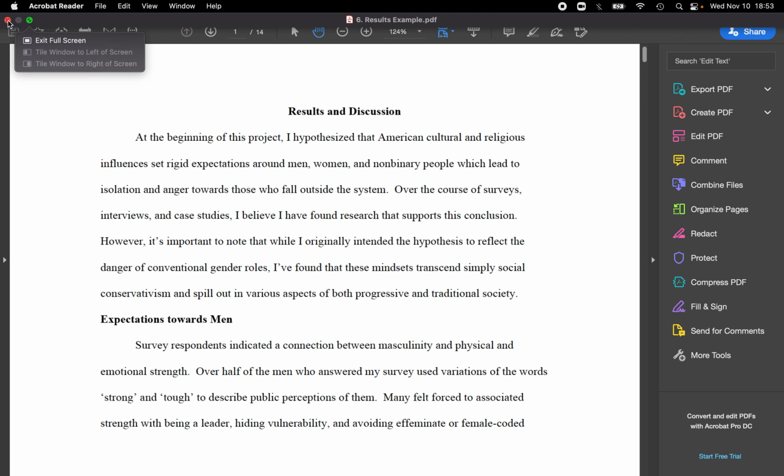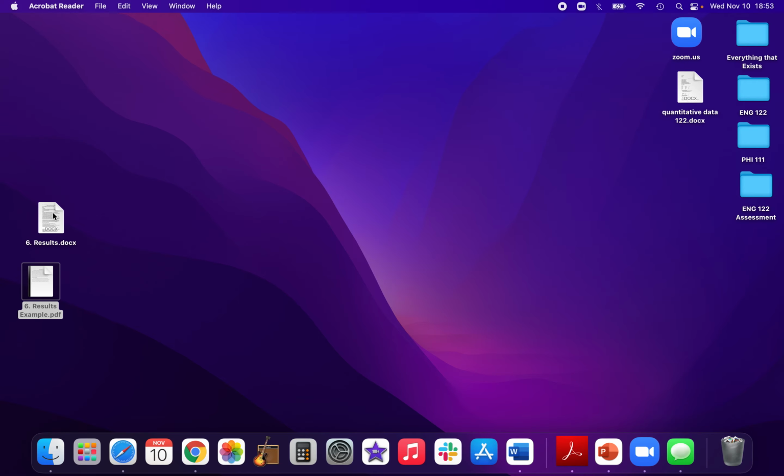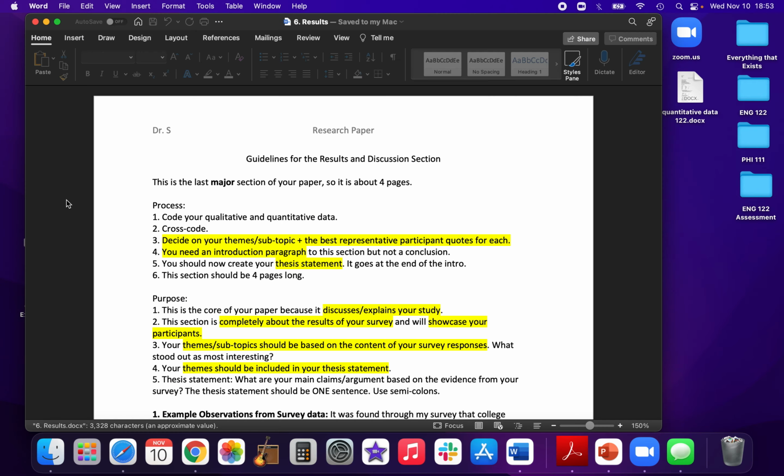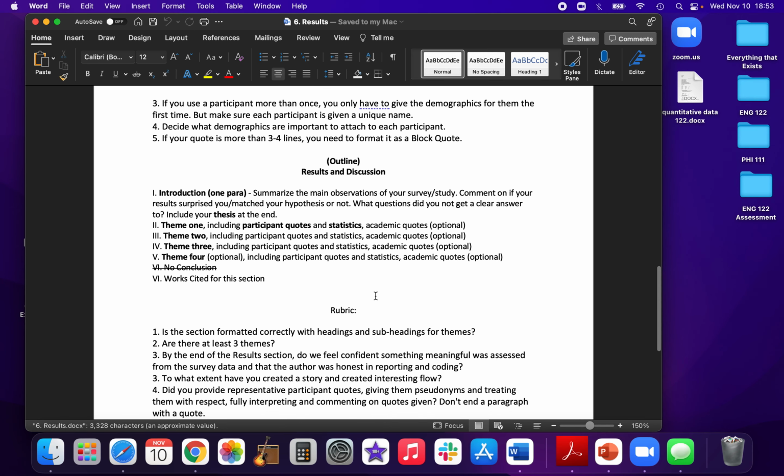start out with an outline, and, let's see, I don't know why I closed it. Yeah, start with an outline, and then start fleshing it out. Start adding what you need to do. Write your introduction. There's no conclusion. Decide what participant quotes you need for each theme. Decide on your themes. And yeah, if you have any questions, let me know.